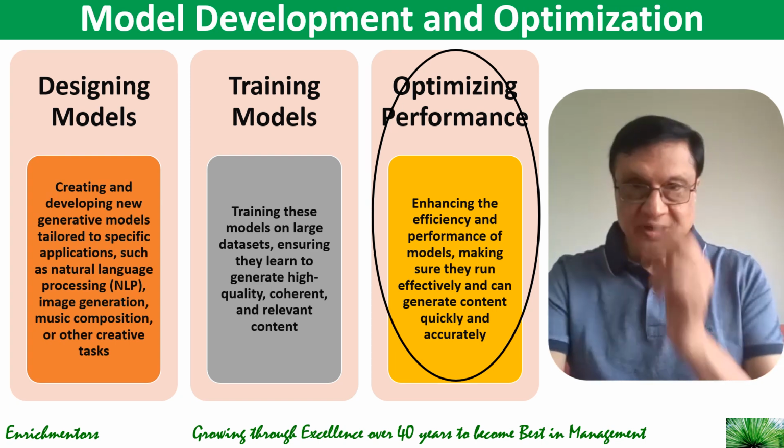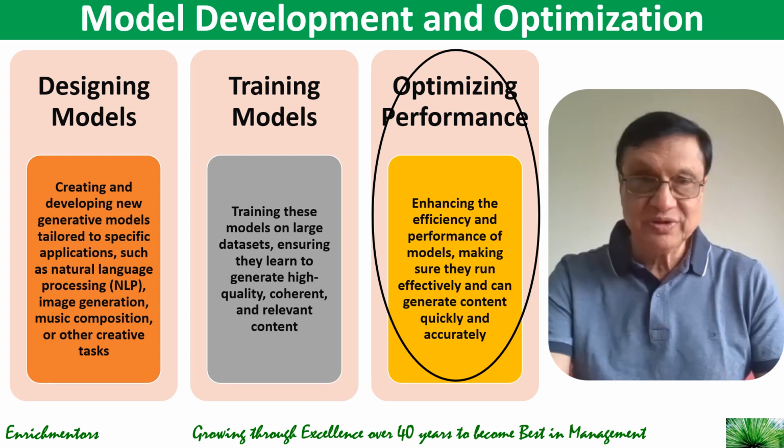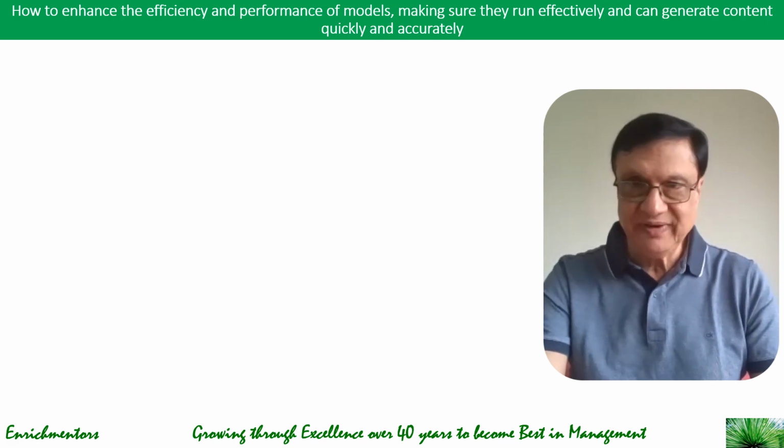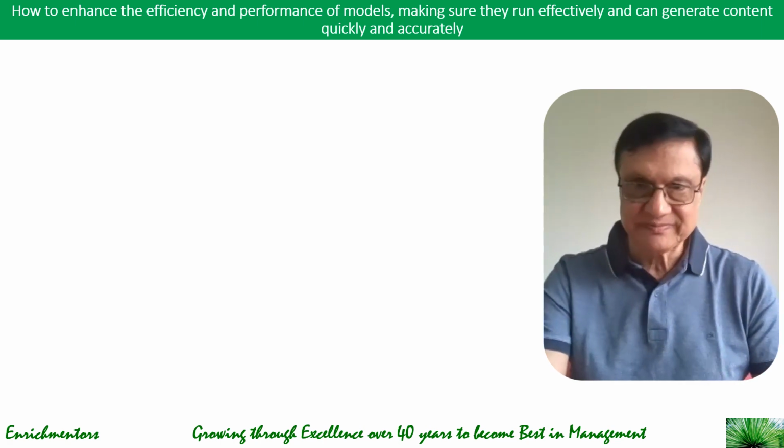So how do you think you can optimize performance? How can you enhance the efficiency and performance of these models that you have built and trained, right? Any thoughts? So doing that, enhancing the efficiency and performance of these models and ensuring that they run effectively and can generate content quickly and accurately involves several strategies and best practices. Now, what are they? Let's take a look at them. In summary here, and as we go forward, we will take a look at each of these.